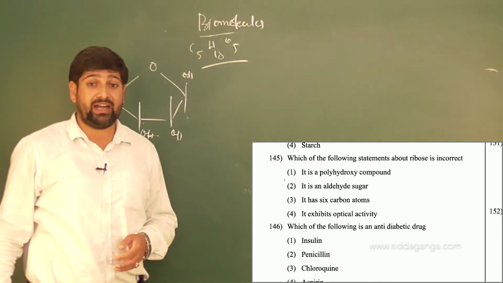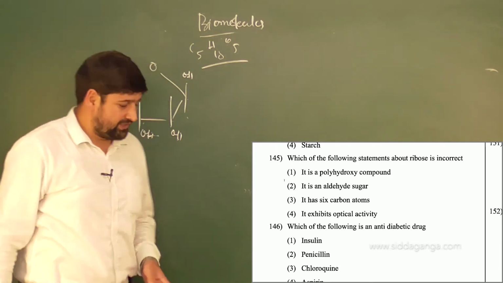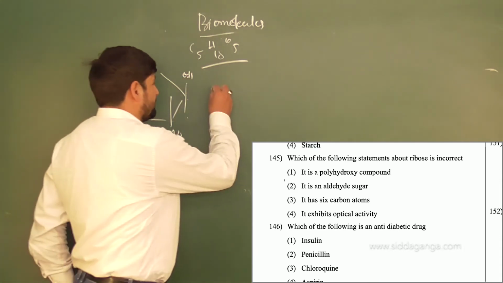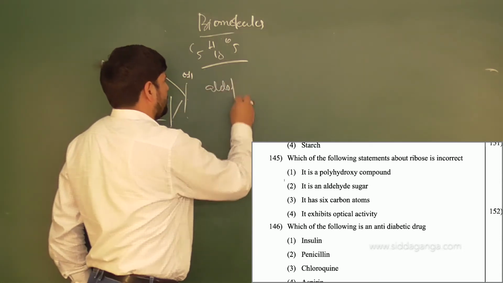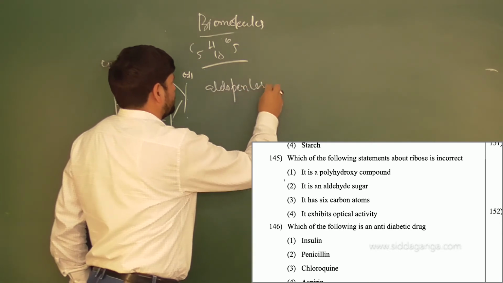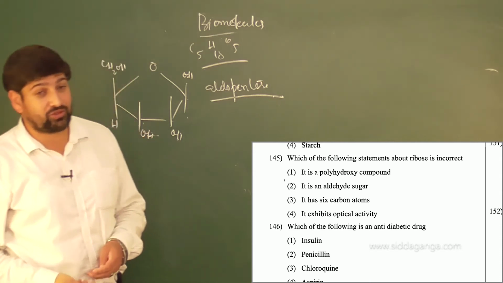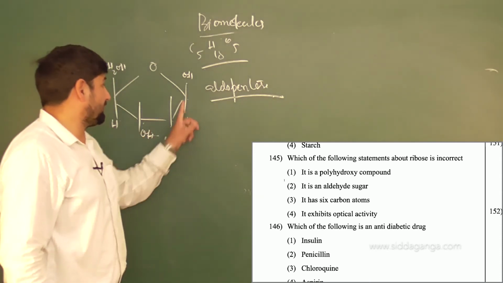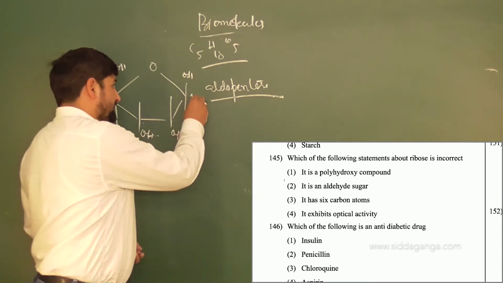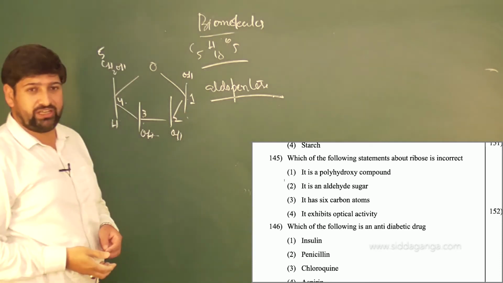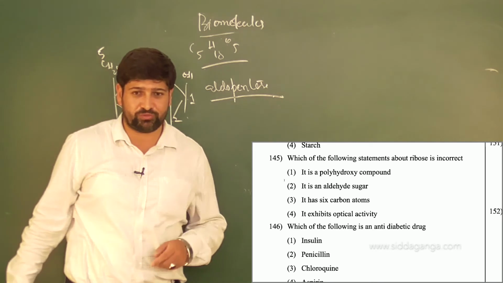Next, it's an aldehyde sugar. Correct or not? Yes, it is an aldehyde sugar. That's why ribose is aldopentose. Aldopentose. Correct. Next one, it has 6 carbon atoms. Wrong. It has only 5 carbon atoms. So you can see 1, 2, 3, 4 and 5. It has only 5 carbons. Correct or not? So option 3 is wrong.